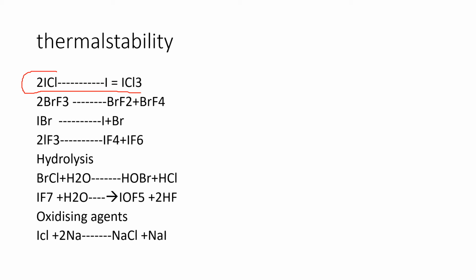Now, oxidizing agent. As you know, an oxidizing agent itself undergoes reduction. When ICl is treated with sodium, the products are sodium chloride and sodium iodide. In ICl, iodine is in the +1 state and chlorine is in the -1 state. Here iodine is reduced from +1 to -1, so the interhalogen acts as an oxidizing agent, itself undergoing reduction.